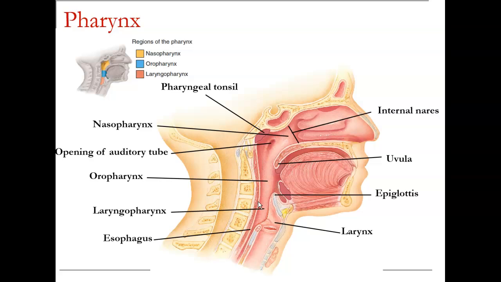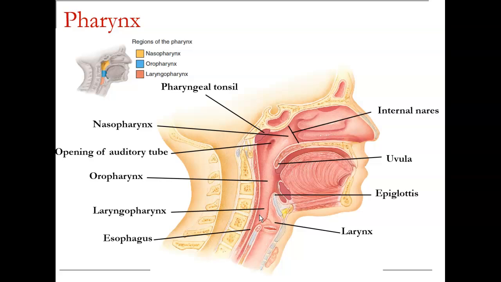Functionally, it's basically a conduit for air moving down into the lungs. It does have the auditory tube opening up into it to equalize air pressure across your eardrum. It has the pharyngeal tonsil to help guard the body from pathogens entering through your nose.